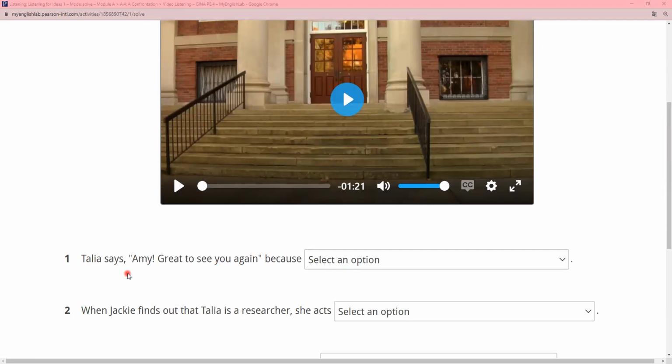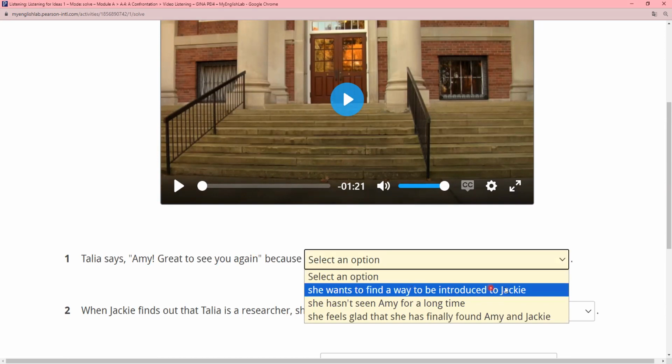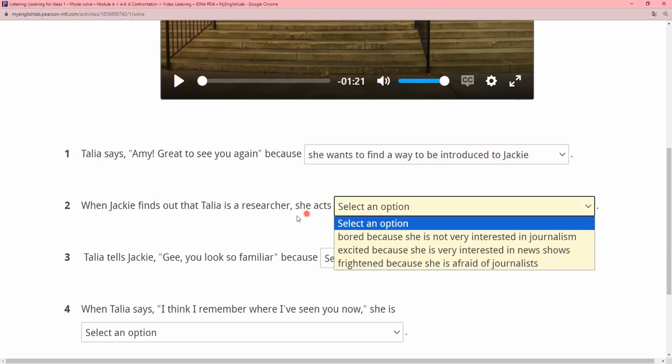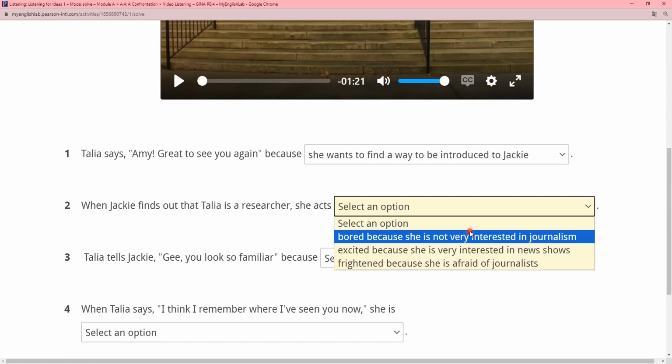Talia says, Amy, great to see you again because, let's say, she wants to find a way to introduce Jackie. I guess it's the first one. When Jackie finds out that Talia is a researcher, she asks, bored because she's not very interested in journalism, excited because she's very interested in news shows, timid... I guess it's bored.